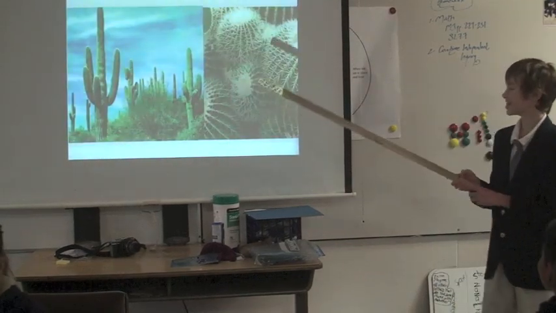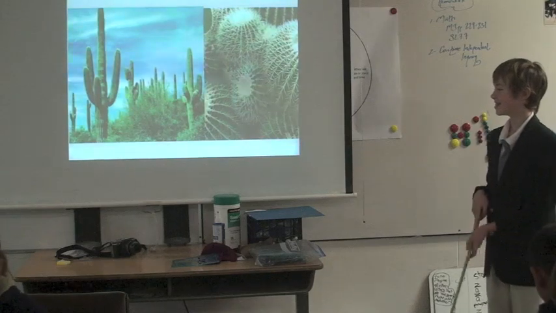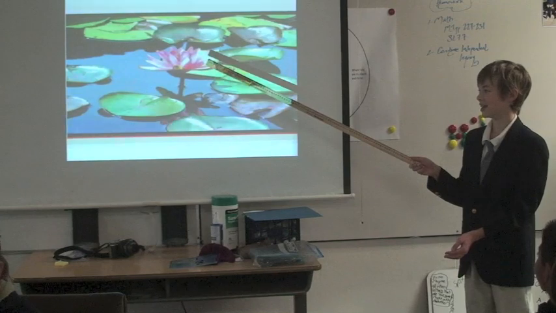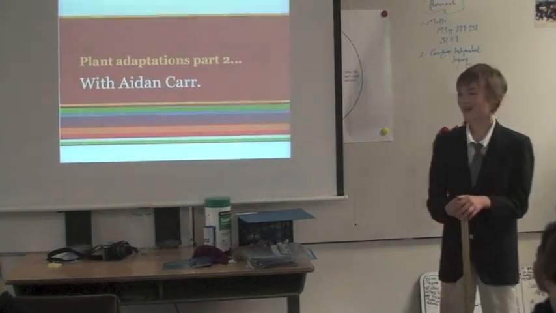Here's some pictures. Cacti, and a water lily. Okay, part 2.